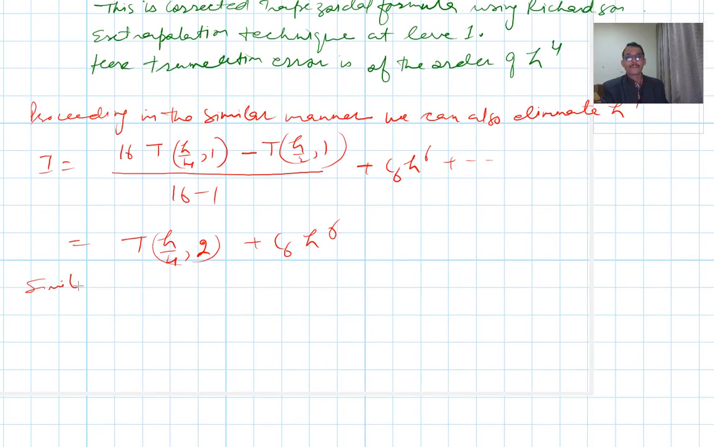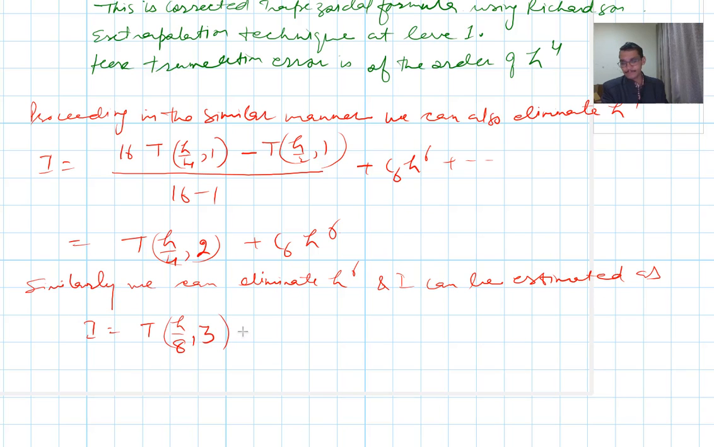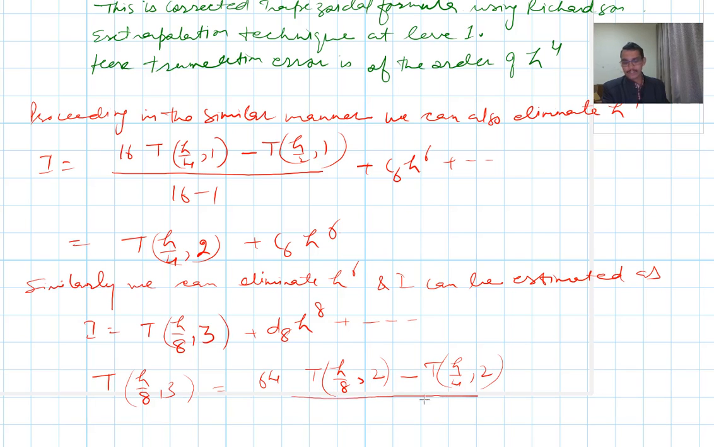Similarly, we can eliminate h raised to power 6, and I can be estimated as I equal to T(h/8, 3) plus d8 h raised to power 8 and so on, where T(h/8, 3) can be written as (64 T(h/8, 2) minus T(h/4, 2)) over (64 minus 1).